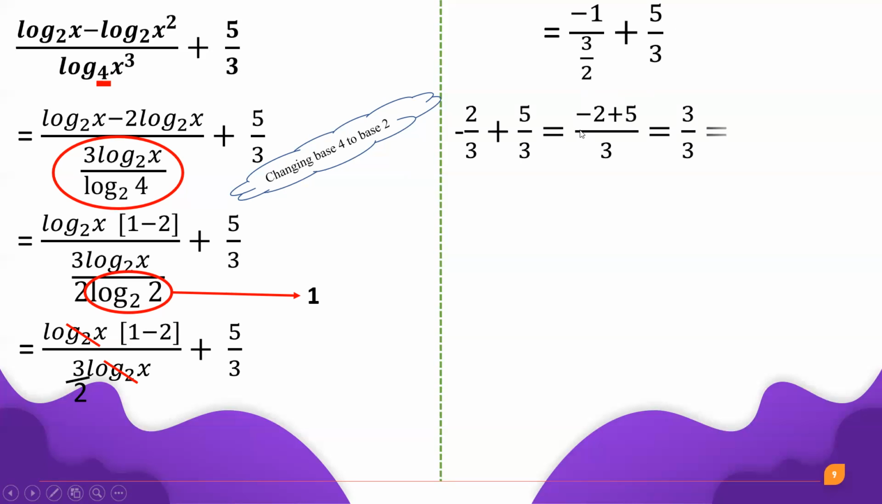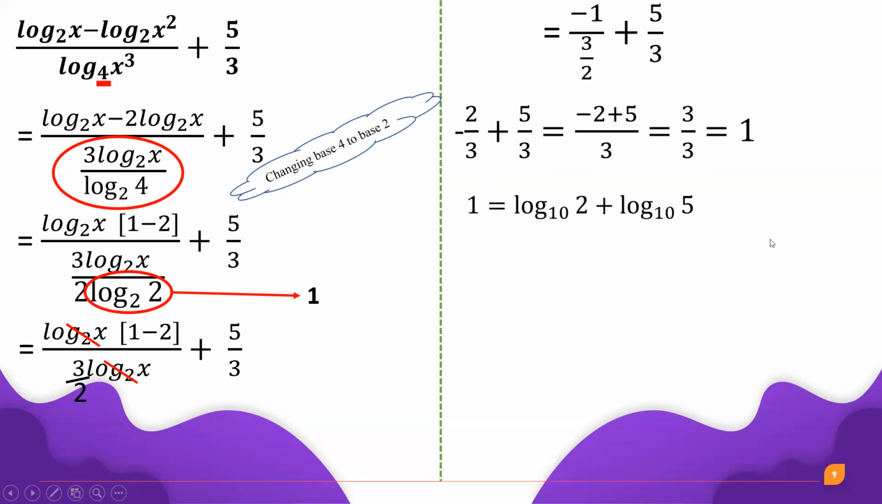But remember, since this is a division, this one will get a reciprocal. Negative 1 divided by 3 over 2: you get a reciprocal after introducing a multiplication sign, which is 2 over 3. So this is now negative 2 over 3 plus 5 over 3. You have the same numbers in the denominator, so when you are adding, you only take one denominator and add the numerators. Negative 2 plus 5 gives us a positive 3, divided by the denominator, which is 3 again. This gives us 1 as the answer.